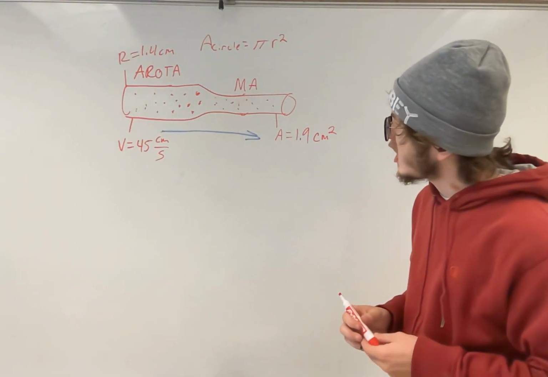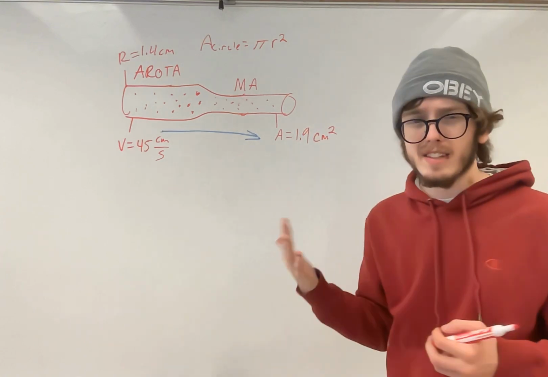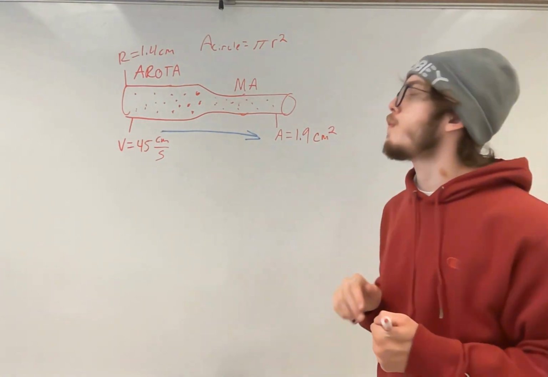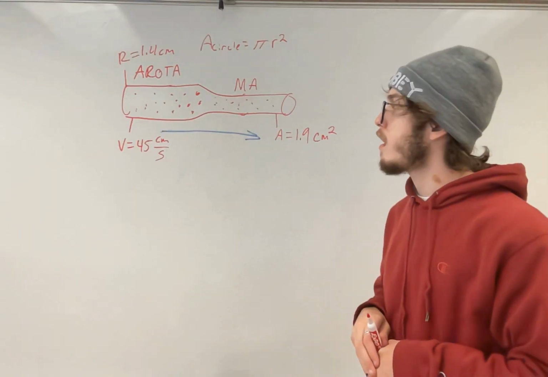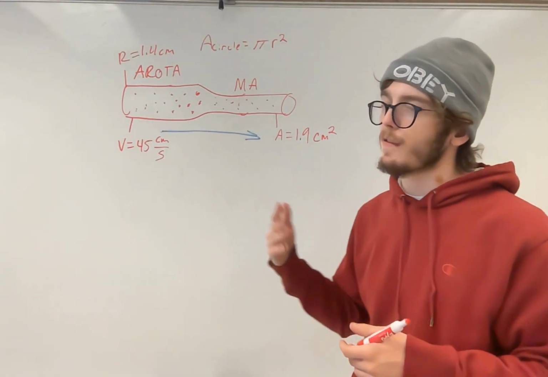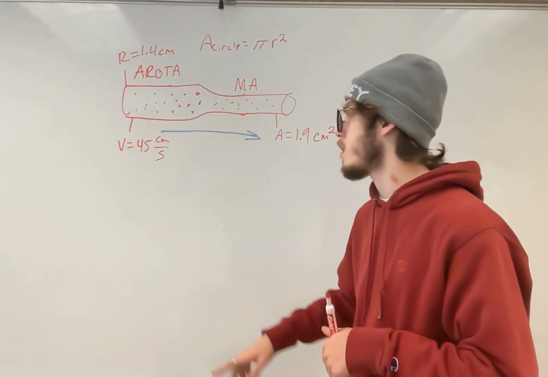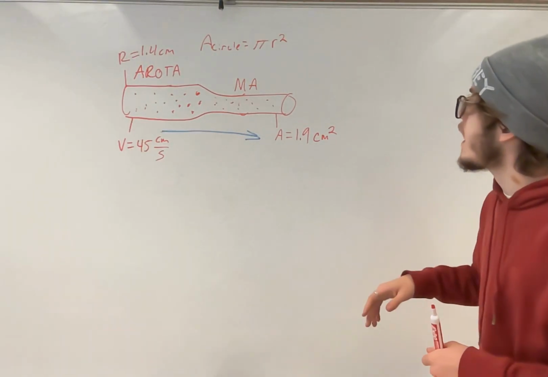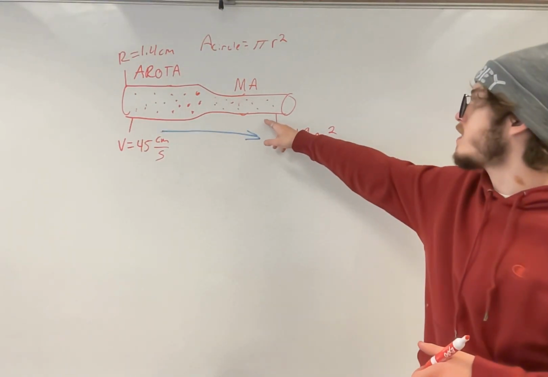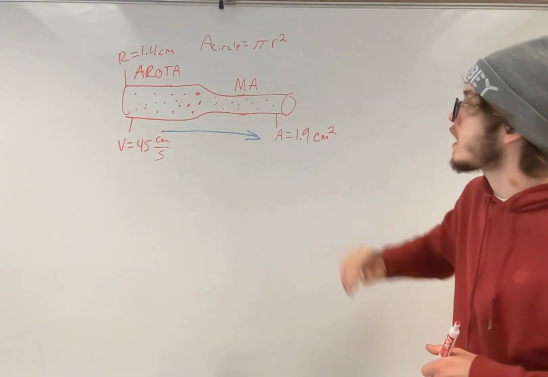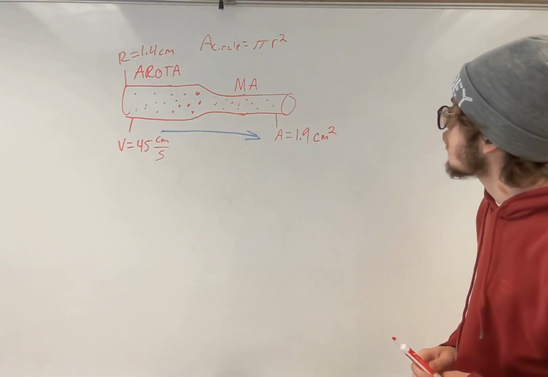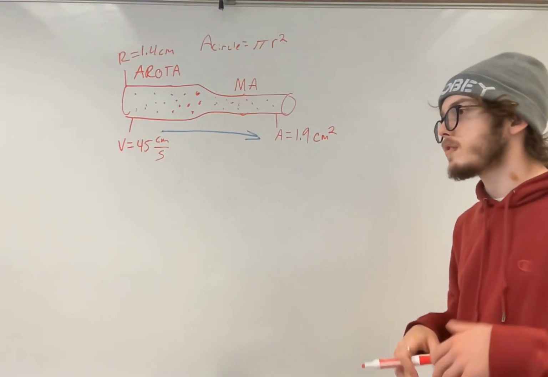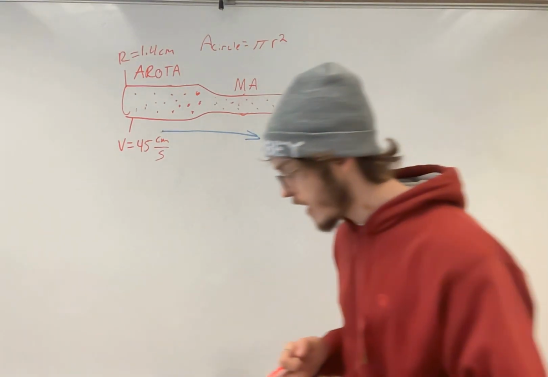Now, for the aorta, these are the values that we're given: the radius of the aorta is 1.4 centimeters. And the flow rate of that is, or not the flow rate, I should say, the velocity of the particles in there is 45 centimeters per second. We are asked to find the velocity at which the fluid is traveling in the main arteries, given a cross-sectional area of 1.9 square centimeters. So let's go ahead and find this here.